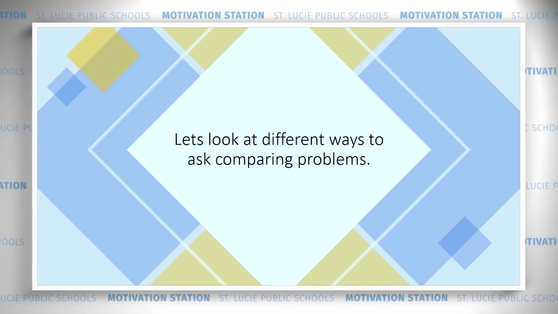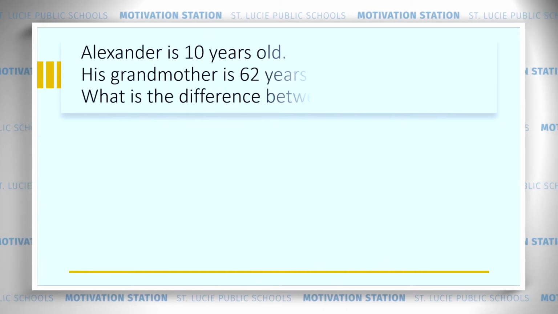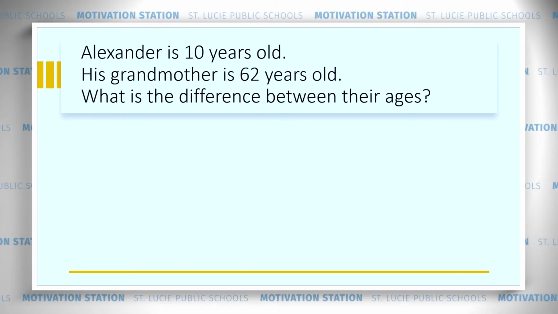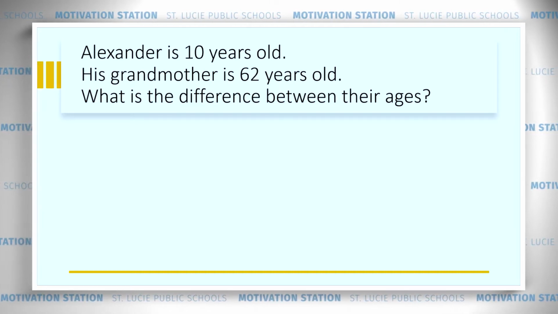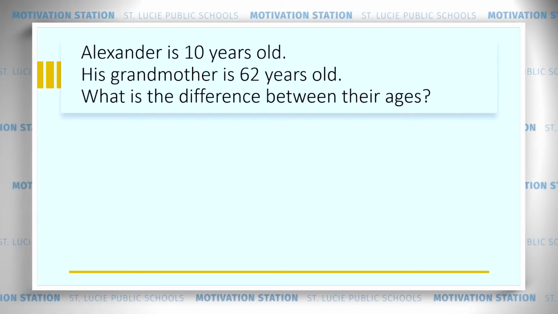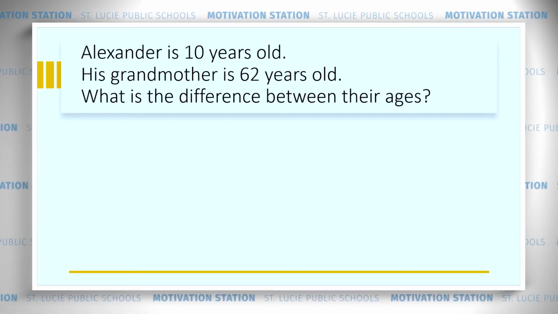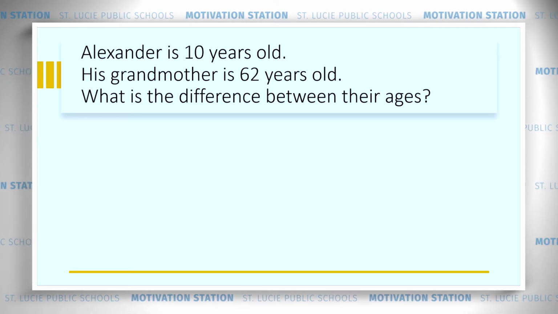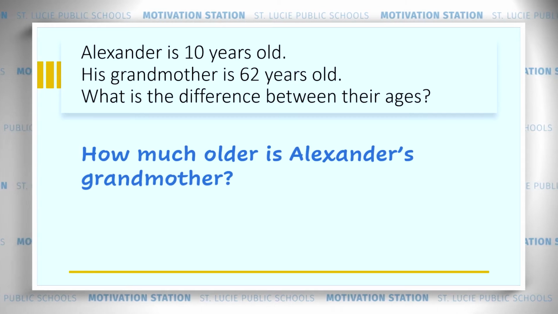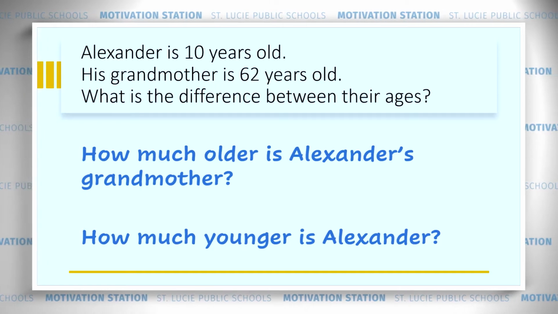Let's look at different ways to ask comparing problems. Let's look at this one. Alexander is 10 years old. His grandmother is 62 years old. What is the difference between their ages? Well, when we talk about age, we talk about someone being older or younger. Can we use those words to ask the same question? Right. We could say, how much older is Alexander's grandmother? Or we could say, how much younger is Alexander?